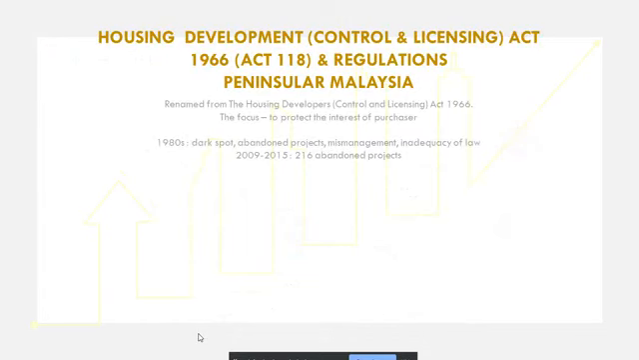As I mentioned before, it was renamed from the Housing Developers Act into the Housing Development Act 118. The focus is to protect the interest of purchasers. That is actually the focus of this Act. In the 1980s, there were a lot of dark spots, abandoned projects, mismanagement, and inadequacy of law. After the change and the introduction of the Act, the rules became stricter. From 2009 to 2015, there were only 216 abandoned projects. It's not that the number is no longer high, but the reduction can be seen, as a result of tightening the guidelines, the Acts involved, rules and regulations.